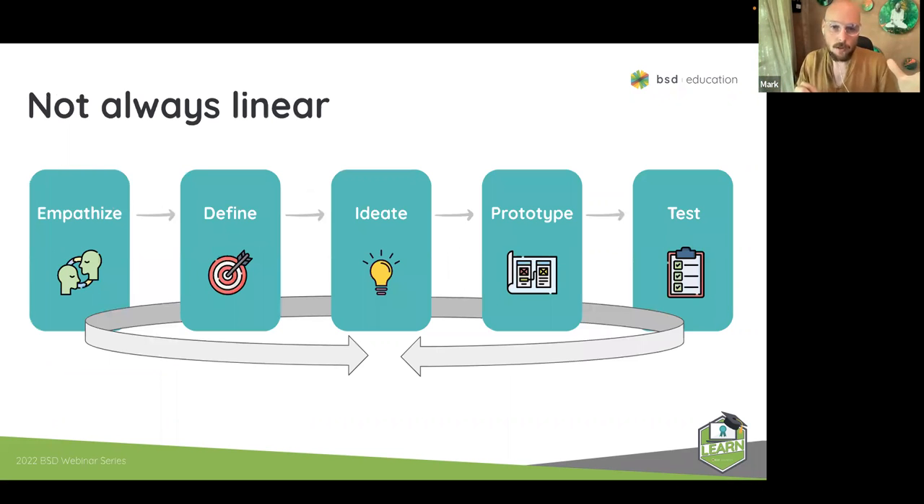But like I mentioned earlier, it's not linear. You can go back and forth between any step at any point along the way. And designers find that it's kind of a natural flow going back and forth in between these different steps. So once you have something to test and it's not working, then you need to go back and ideate or prototype, or maybe you even go all the way back to empathize and ask the kindergartners more questions.